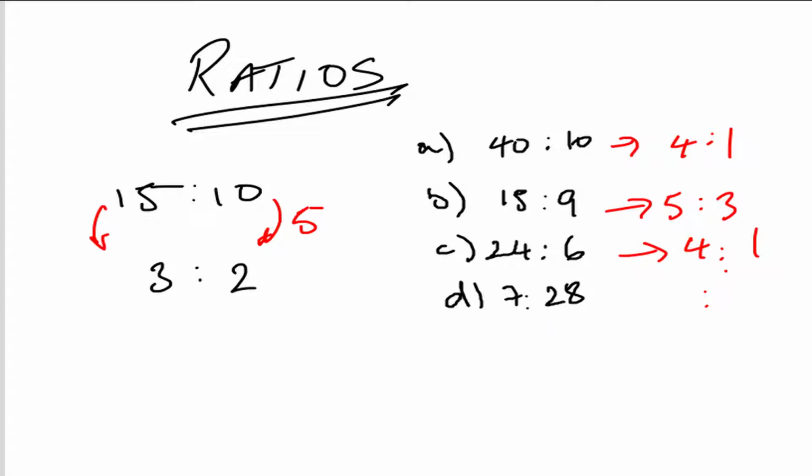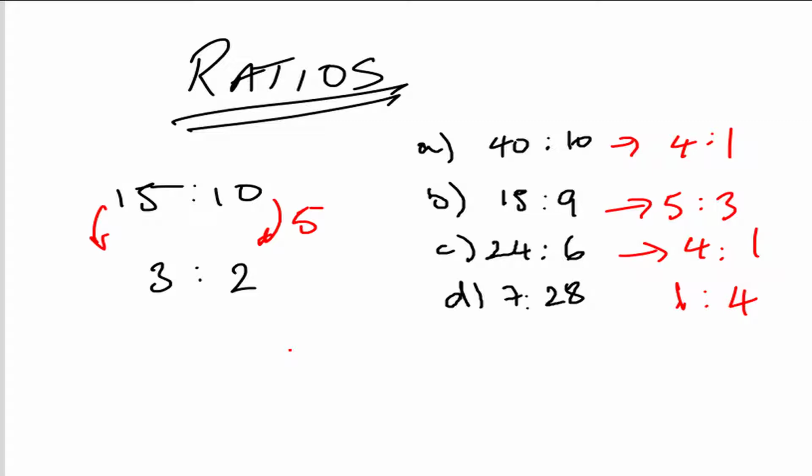Next one. And I already know, if you guys know your multiple times table, you should know 28 should be divisible by 7. So 7 to 28. Ooh. Again 1 to 4. So 1 to 4. So that's how you simplify ratios. Hopefully you guys understood that.